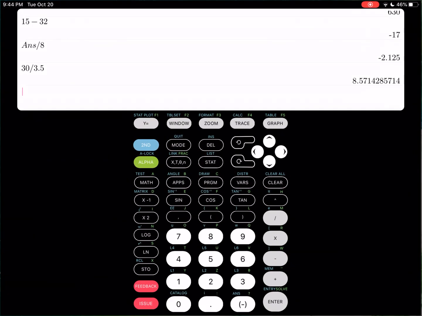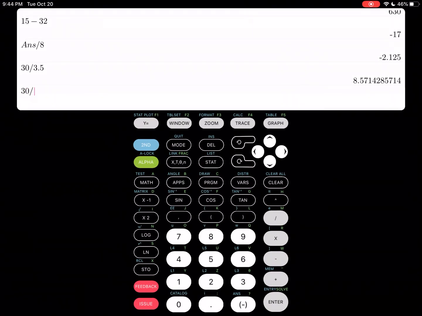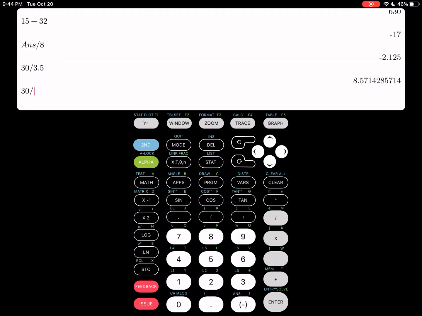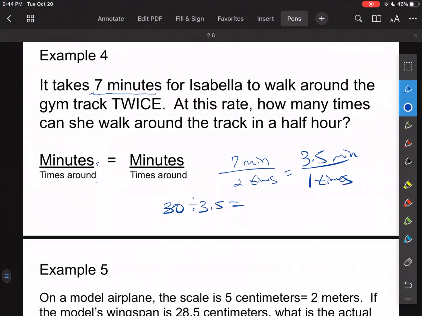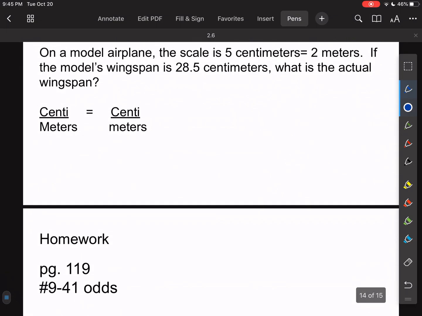So let's really quick do that. So we take 30 divided by, what was it, 3.5? And we get 8.57. Okay, so this is 8.57. Oh, what did I write? 6.57. Or we can just say like 8.6 times. All right, so that's example 4.